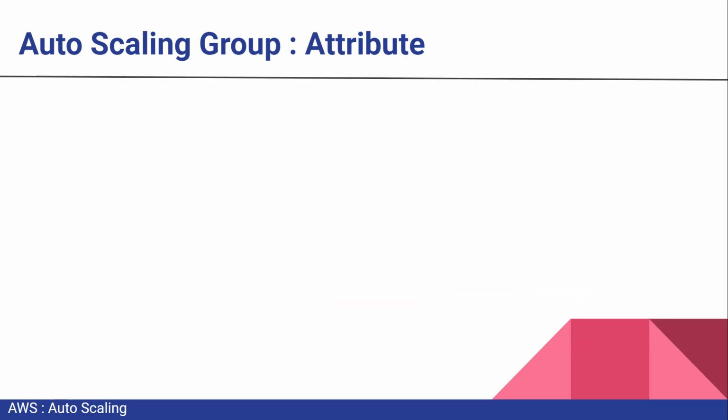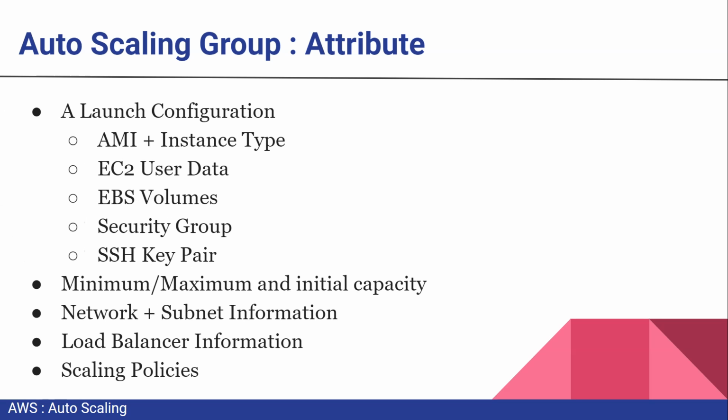So let's try to understand the different attributes of the auto scaling group. In an auto scaling group there are lots of attributes. It starts from a launch configuration, which basically creates one. In the next lecture we will see how we can create the launch configuration in the hands-on session.